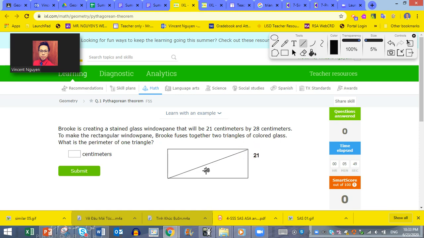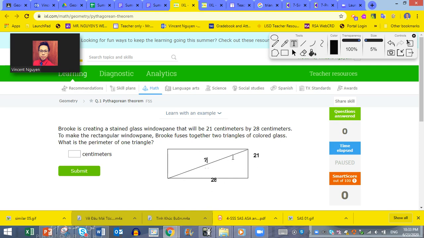Now let me move this 28 out of the way. The 28 is actually down here. Let me delete that, and I'm going to put the 28 down here at the bottom so you don't get confused. We're going to have to find how long this side is so that we can do the perimeter.